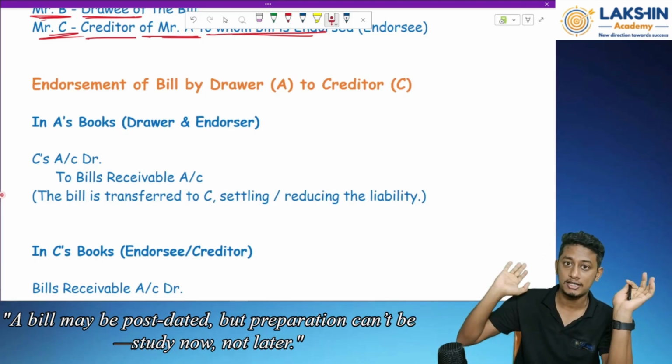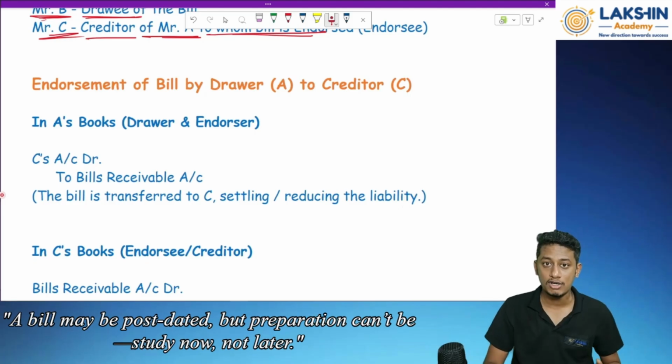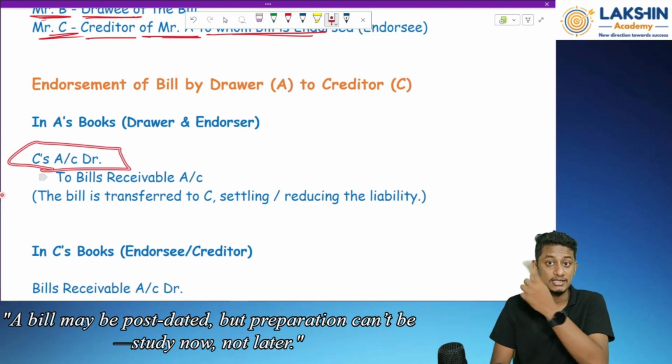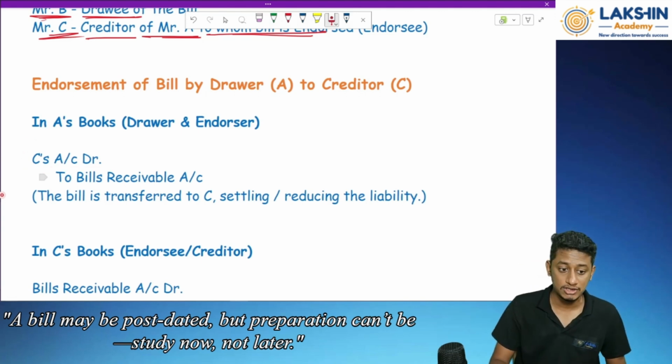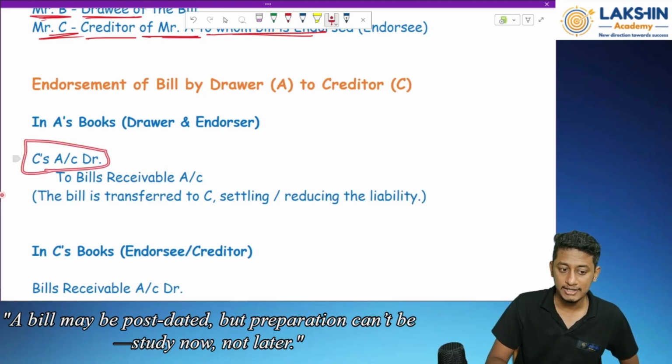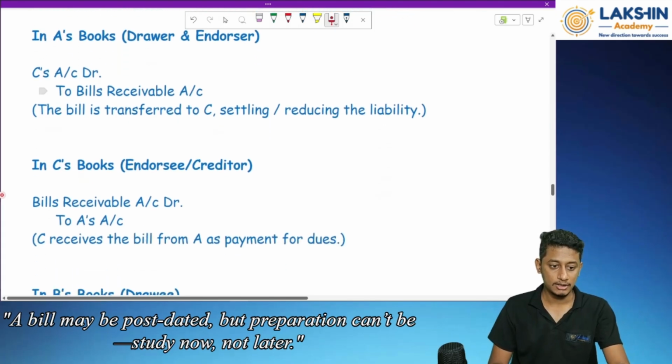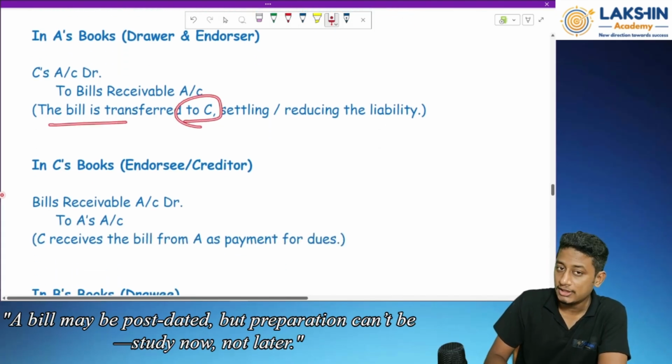So he and I are done. Because of this, I am clearing whatever creditor's balance was there in my books by debiting Mr. C's account. By debiting Mr. C's account, I am clearing whatever balance was remaining in my books of accounts. Understood? Whenever I debit any creditor's account, that means I am reversing the balance in their account. Then, the bill is transferred to C for settling or reducing the liability.